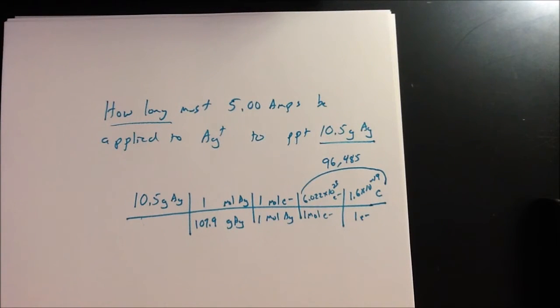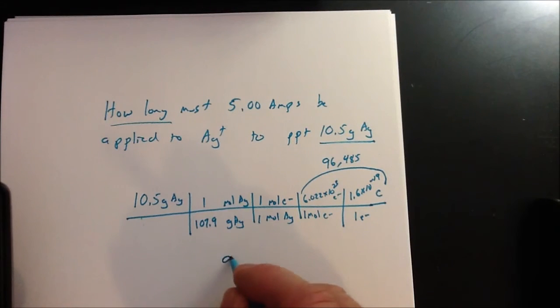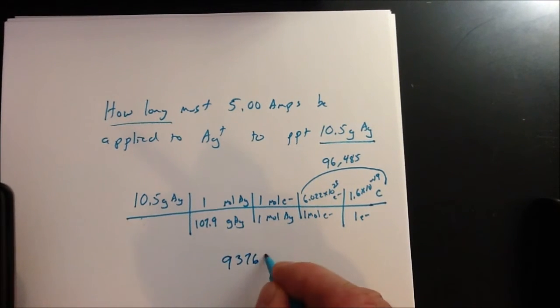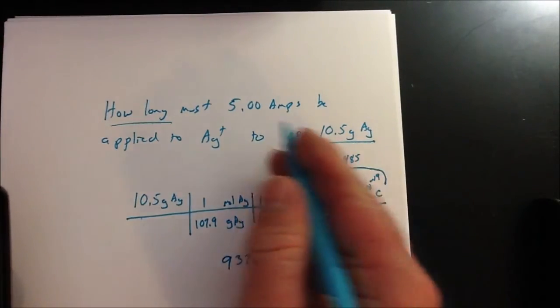10.5 times 6.022 times 10 to the 23rd times 1.6 times 10 to the negative 19th. And on the bottom, 107.9. Divide that total quantity by 107.9. And I end up with 9376 coulombs. And this says 5 amps.